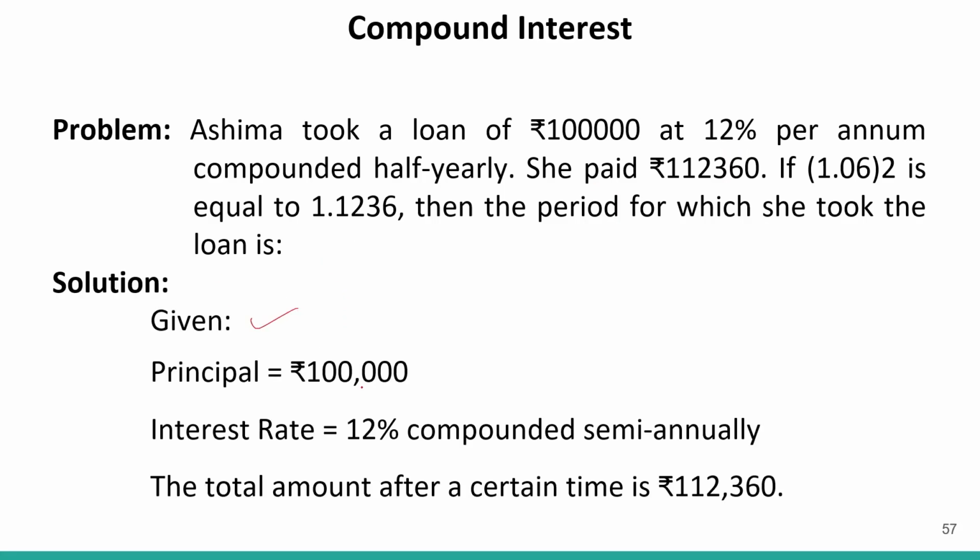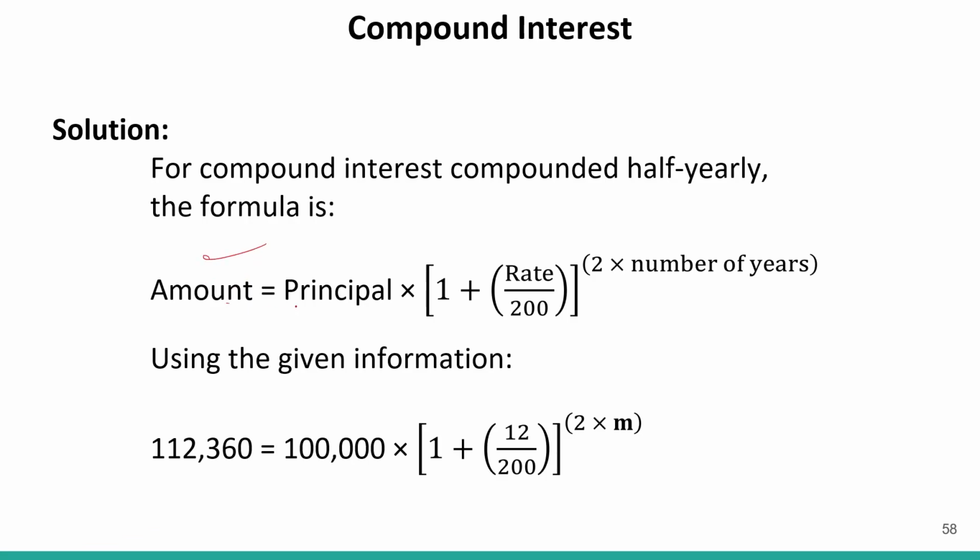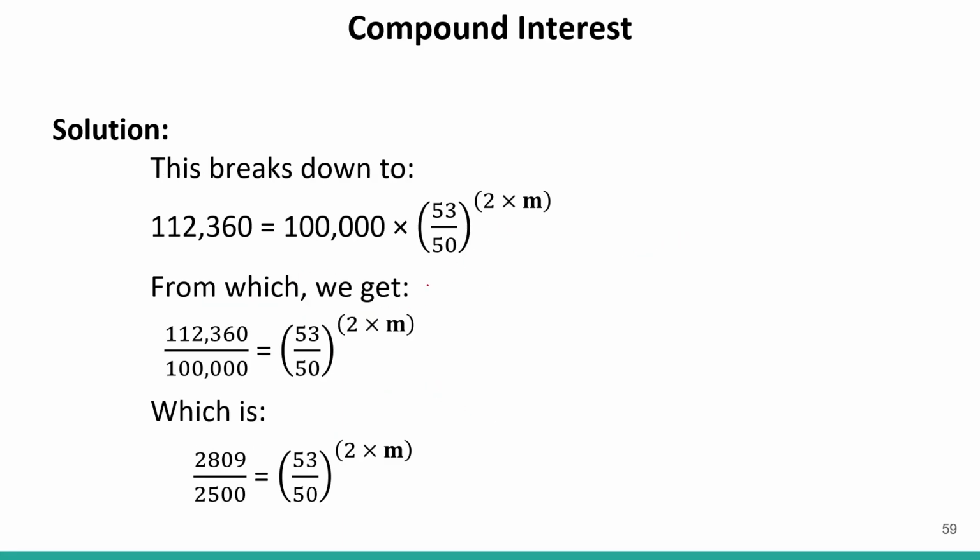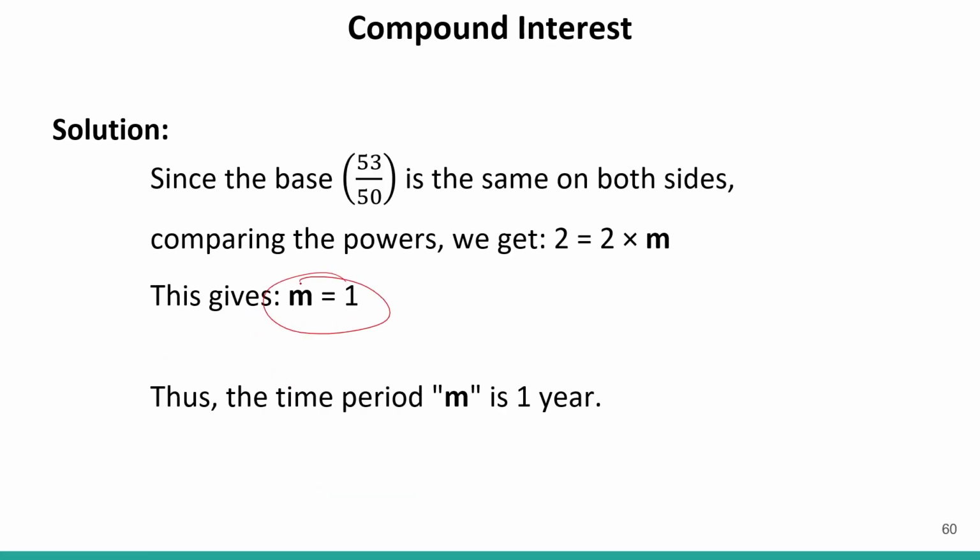So given that principal amount is 1 lakh, and the interest rate is this much, we can calculate the compound interest. So using this formula, that is amount is equal to principal into this much into this. Okay. So using the given information, we are left with what? M is unknown here, right? So we have taken the time period to be M. From which we can get 53 by 50 power 2 into M. So M must be equal to 1. So the time period is actually 1 year.